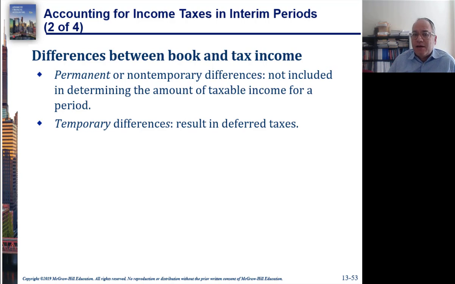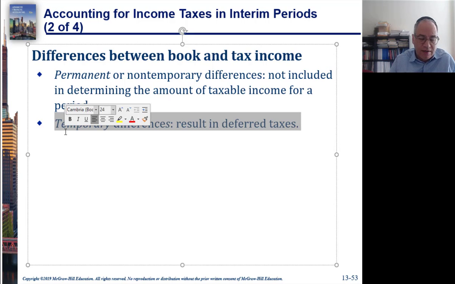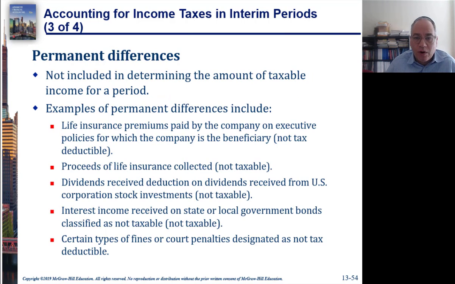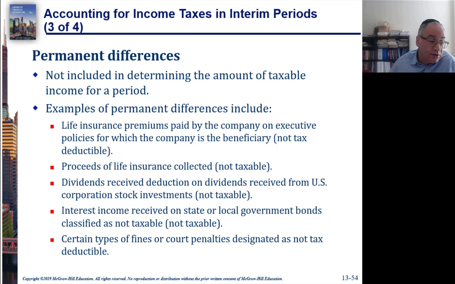So permanent and non-temporary differences are not included in determining the amount of taxable differences. You only have to focus on the temporary differences. So permanent differences here are going to just be set aside, and you're not going to have to worry about them for calculating an interim tax position, interim tax provision. Examples of permanent differences would be life insurance premiums, dividends received deduction, interest income received on state or local government bonds, certain types of fines, and so on.